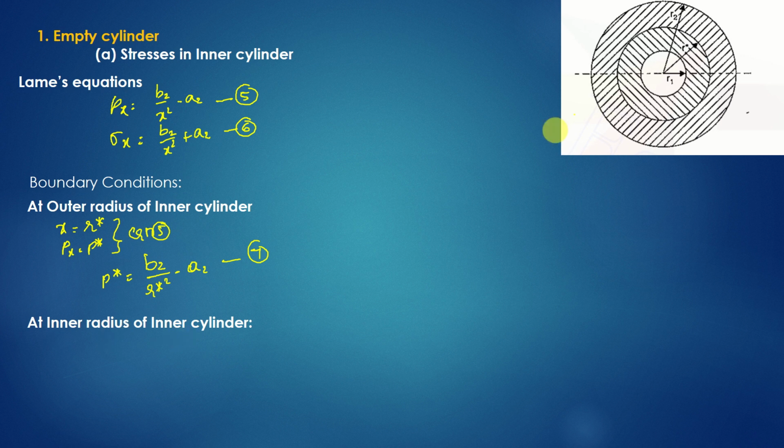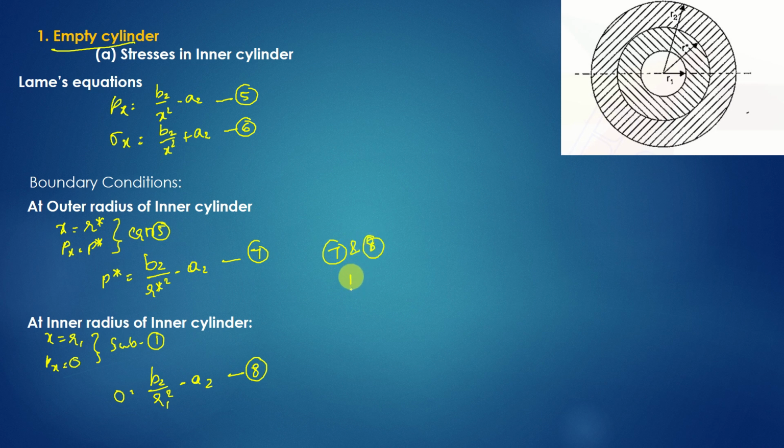Let us apply another boundary condition, that is the inner radius of the inner cylinder. What is the radius here? r1. So in place of x I will substitute r1, and in place of px I will substitute how much? 0, because the cylinder is empty, there is no fluid inside, there is no pressure, so it is 0. Let us substitute in equation 5 again. So in place of px I will substitute 0 is equal to b2 by, in place of x, r1 square minus a2. Take it as equation number 8. So if we solve equations 7 and 8, we will get the values of b2 and a2. By using these two values, you can find out the hoop stress variation in the inner cylinder.